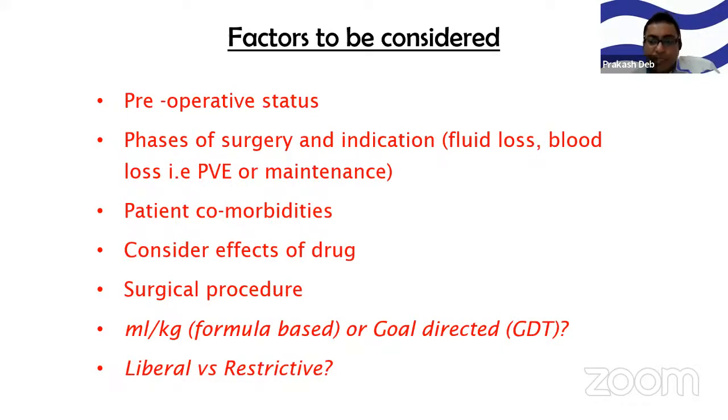The different phases of the surgery: how much fluid and what fluid has to be used in the pre-op period, the intra-op period, and the post-op period has to be adjusted accordingly. Patient comorbidity is very important. So patients with kidney disease, heart disease, liver failure, or preeclampsia.